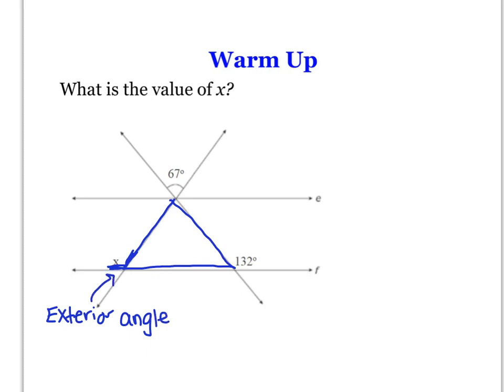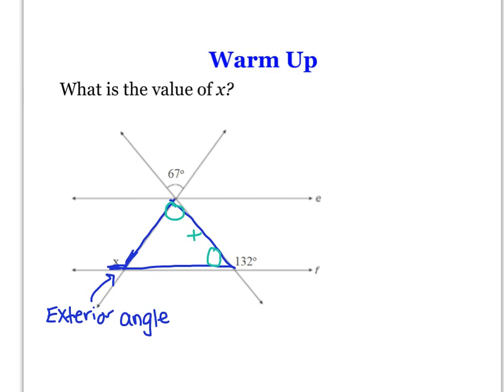So we have to remember that an exterior angle of a triangle is equal to the sum of the non-adjacent angles in the triangle. So the two angles that are opposite of the exterior angle in the triangle. So when I look at this, I don't have either of them. So I need to look at the other angles that are near them to see, can that help me figure out what those angles are?